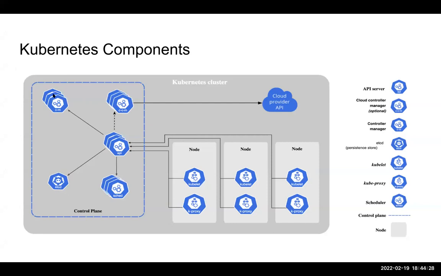So what are Kubernetes components? There are 2 types of Kubernetes components. One is the control plane, and it's called sort of the master node or something.